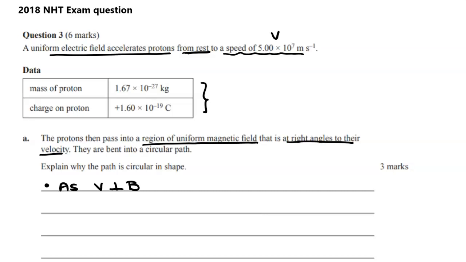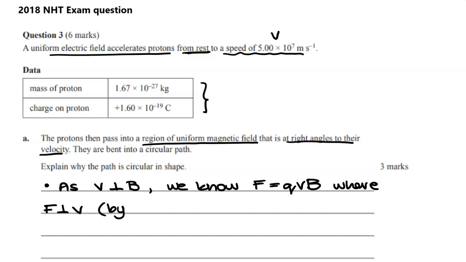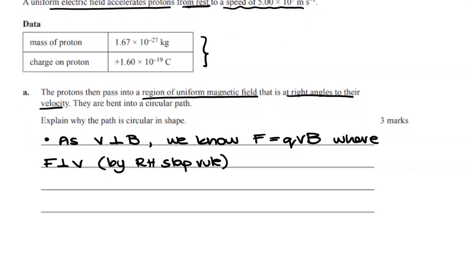As V is perpendicular to B, we know F equals QVB, where F is perpendicular to V. And if we want to be really fancy, we can say by right hand slap rule. So we know that F has to be perpendicular to V because V was perpendicular to B. We have a charged particle that has a velocity within a magnetic field, so that is what the force is given by. Really important to note that the force is perpendicular to the velocity.